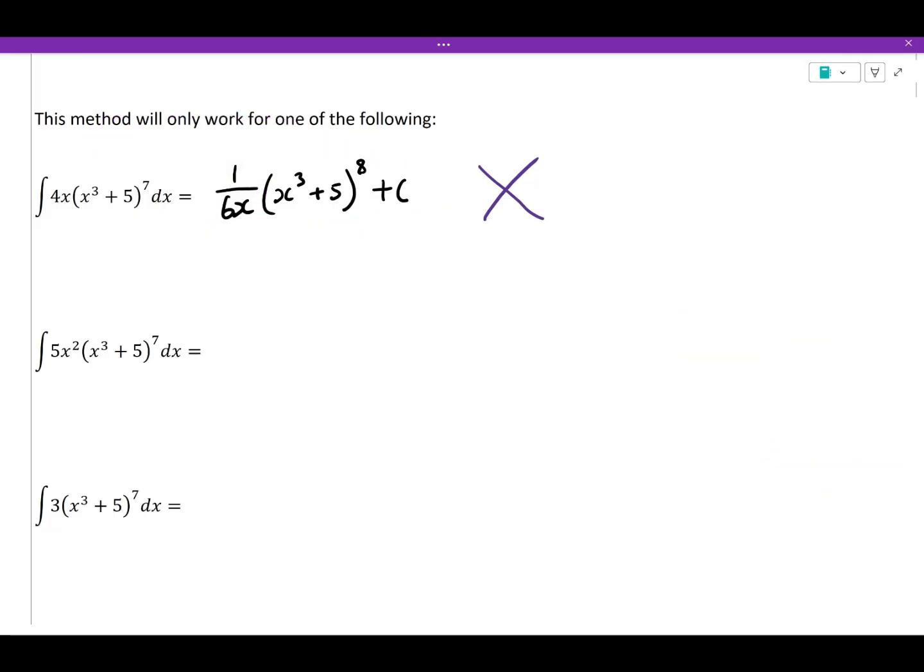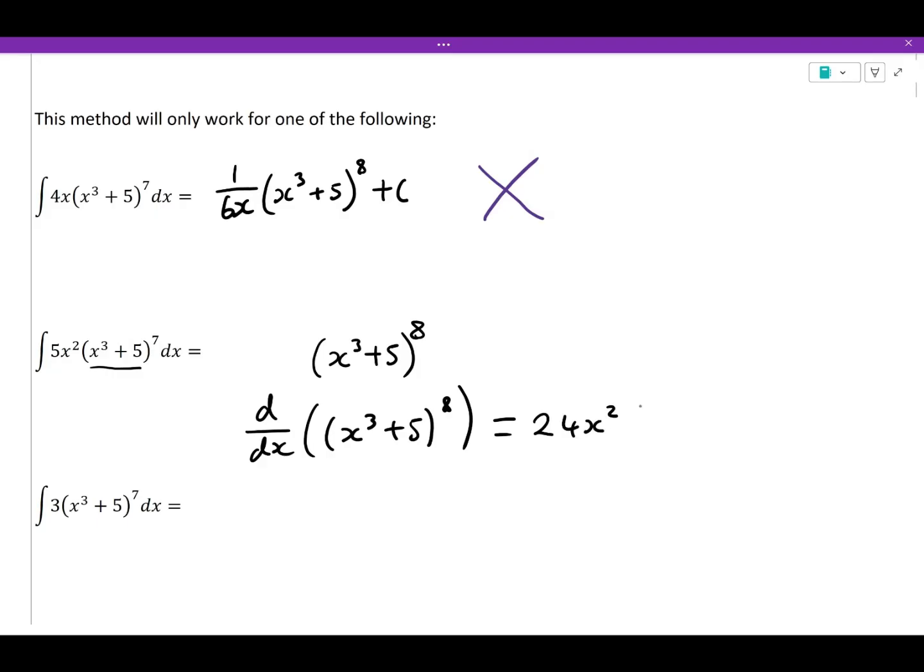So we're integrating, trying to use the reverse chain rule. I know that my bracket is going to stay the same, so we're going to have the x cubed plus 5. And if we increase the power by 1, we're going to have a power of 8. Now what we're going to do is differentiate our possible answer, which is the same possible answer I had for the previous question. So I am just going to write in our derivative straight away. This was equal to 24x squared multiplied by x cubed plus 5 to the power of 7, like that.